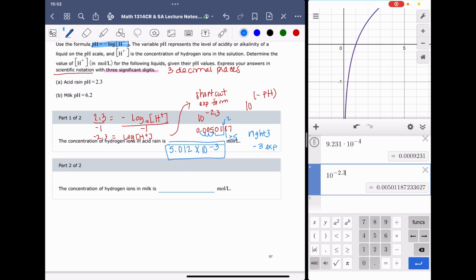This is my solution. Now you have the concentration of hydrogen ions for the milk. We're going to just use the shortcut. The shortcut says you take 10 and raise it to the negative pH. In this case, the pH of the milk is equal to 6.2. So it's going to be 10 raised to the negative 6.2.